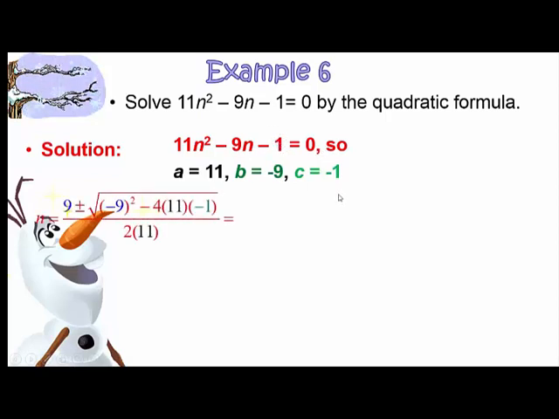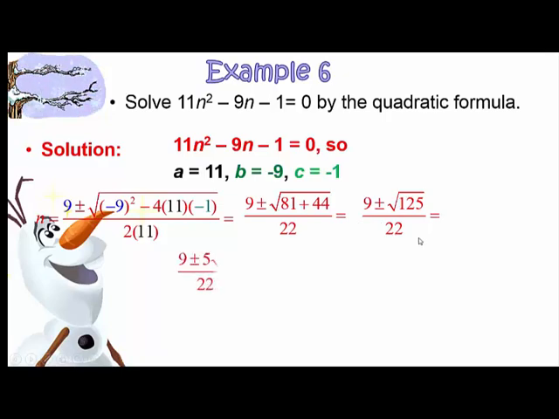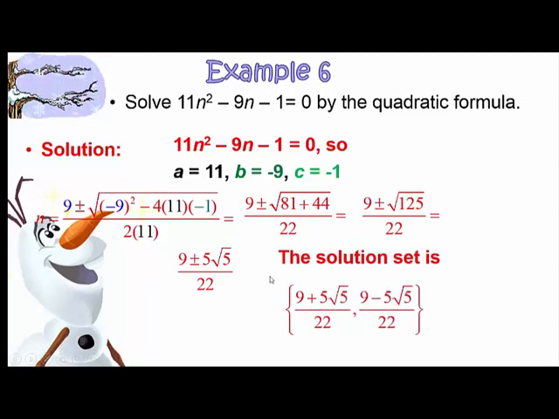Then we plug it into our quadratic formula, and then solve under the radical sign first. And remember, we're going to be dividing this whole thing. So it's going to be 9 plus or minus the square root of 125. Well, that's not a perfect square, but there's a perfect square hidden in here. And then this all over 22. And there we have 5 square root of 5, because this is 25 times 5. And we have 9 plus or minus 5 square root of 5 over 22. And we cannot reduce this any further, so the solution set becomes these two.